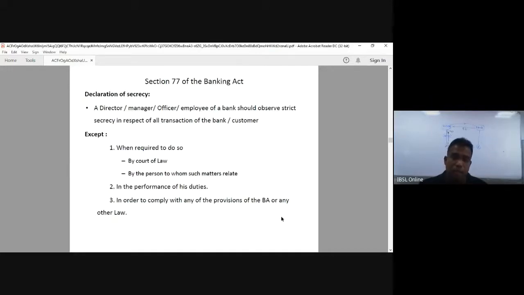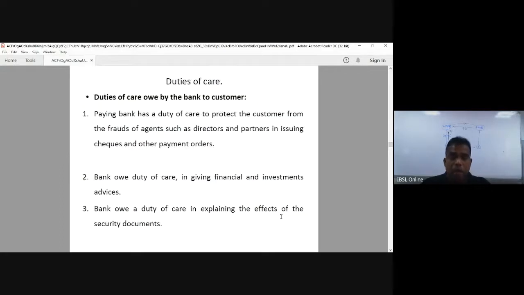So with that, we finish the banker's duty of secrecy. It is a very important topic under the banker-customer relationship that you have to study thoroughly in this section, the duty of secrecy section, for your exam and also for your work knowledge, so that you are familiar with this area. Right, we'll go to the next one then.